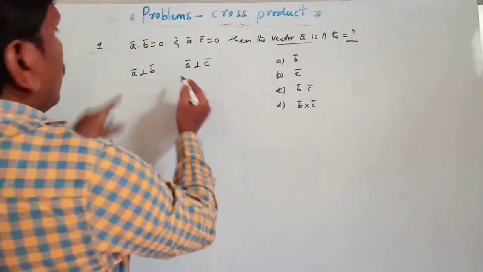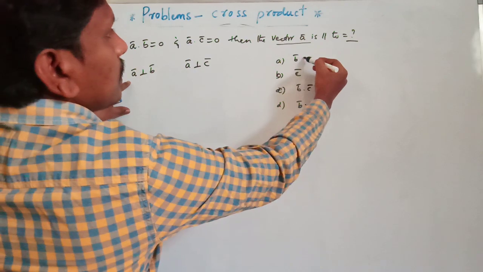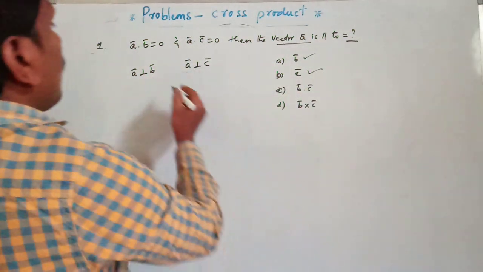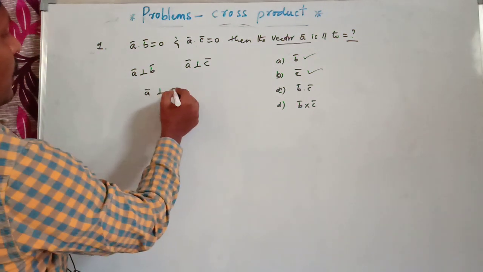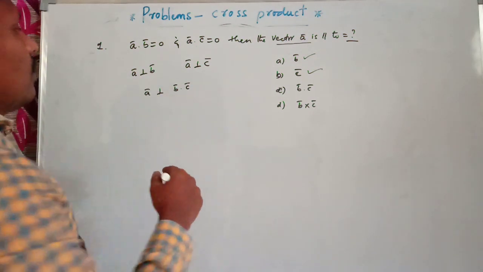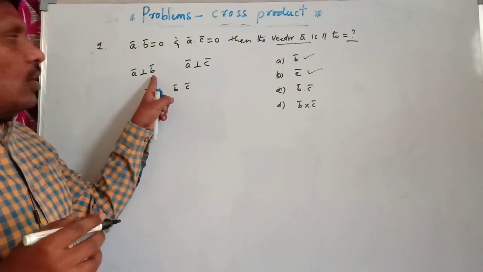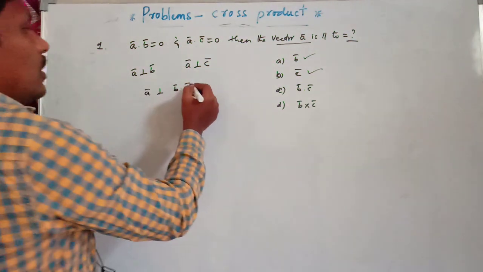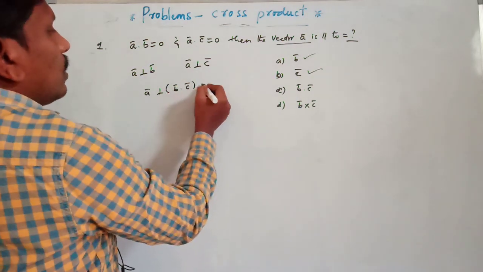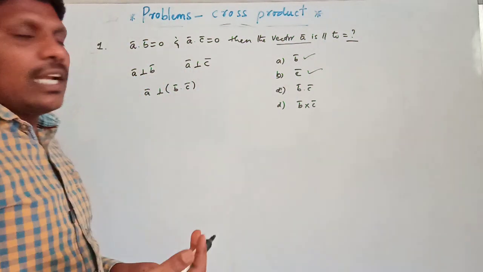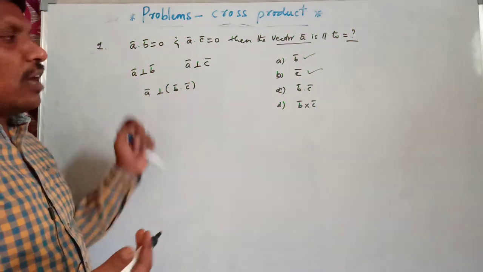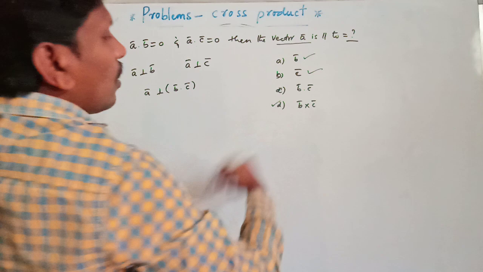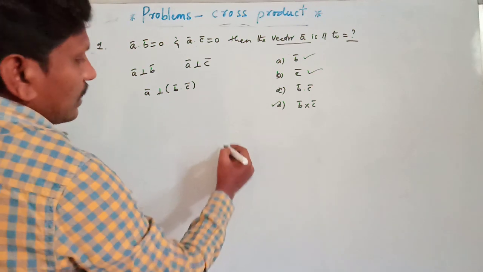Here A bar is perpendicular to B bar, A bar is perpendicular to C bar, and A bar is also perpendicular to B bar dot C bar, because this is a vector and this is a vector. The dot product of the vectors gives a scalar quantity, and that is also normal. So there may be a right answer, this one. Let us check.